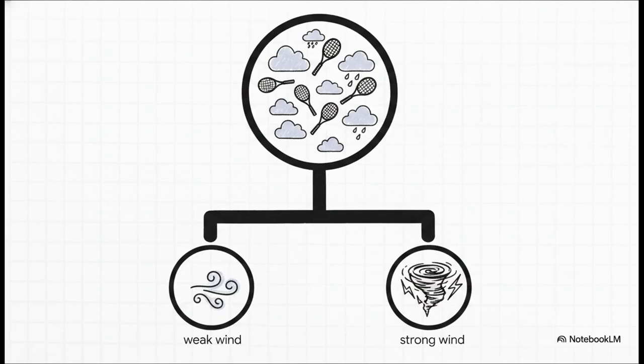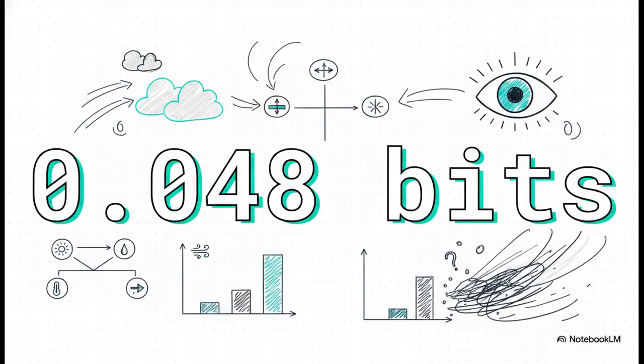To do that, it tests an attribute, like the wind, and asks, if I split the data into days with weak wind and strong wind, how much does my uncertainty actually drop? And here is where we literally see the math in action. By calculating the entropy of the days with weak wind and the days with strong wind, the algorithm finds its information gain. Just by knowing the wind condition, the algorithm reduces the starting entropy by exactly 0.048 bits.